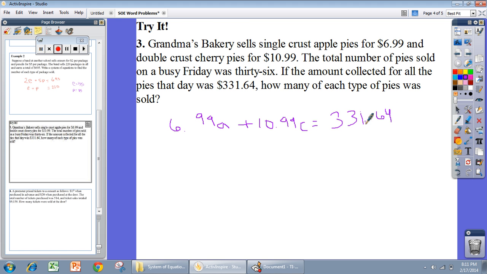Alright, so the next thing that we need to deal with is the total number of pies sold. So how many pies did they sell? 36. Okay. And what kind of pies did I sell? Apple and cherry. So we're going to say A plus C equals 36. Alright, so you know the drill.